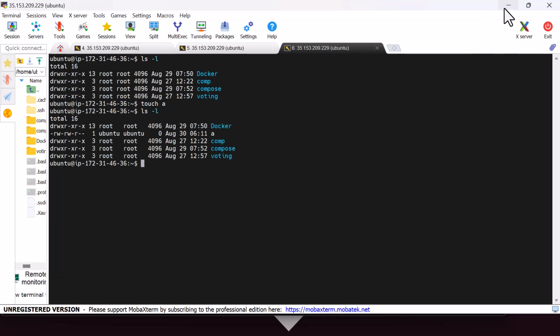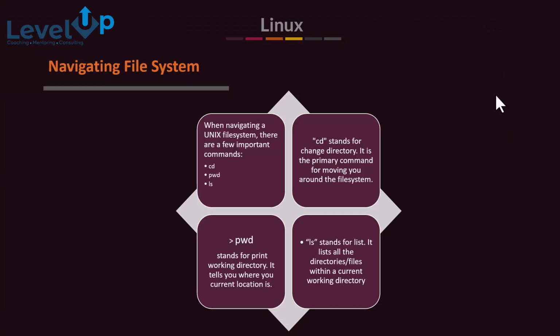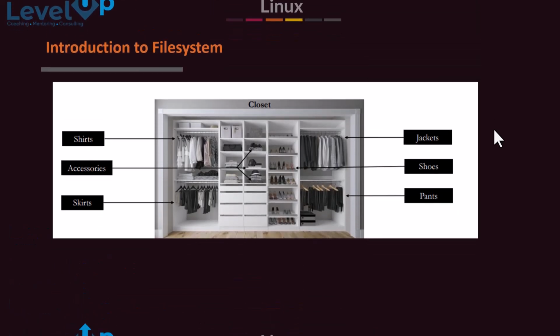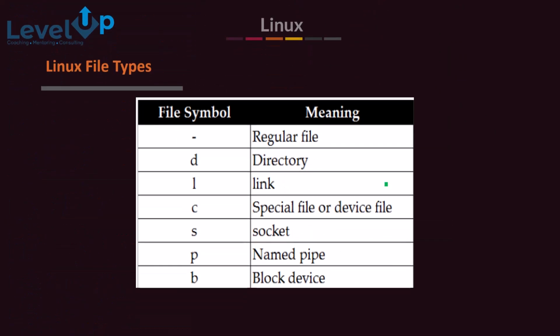There are other types of files also. Let me go to my presentation. If it is starting with hyphen, it is a regular file. If it is starting with d, it is a directory. If it is starting with l, it means there is some kind of link. Okay, there are two types of links. One is soft link, the other hard link. We'll discuss that. Now, if there is c, that means it is basically a special file or a device file.